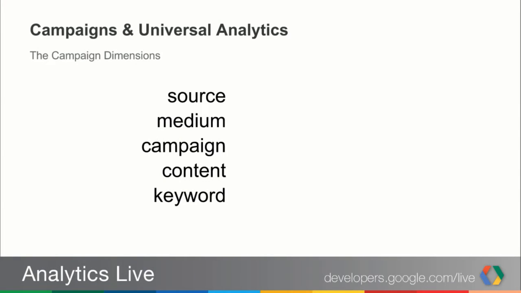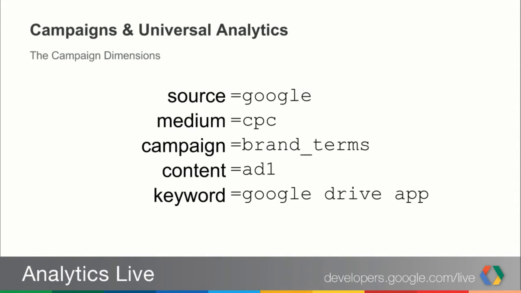So let's start with campaigns in Universal Analytics generally. As probably most of you know, and this has been the case for some time, there are really 5 main campaign dimensions: source, medium, campaign, content, and keyword. These 5 dimensions can be used to describe any of your marketing campaigns. In this example, I'm showing you an AdWords campaign, a CPC campaign. But it could be used to track marketing emails or newsletters, or links from your website to the Google Play Store, whatever it is. You can give these 5 dimensions values that describe the source.